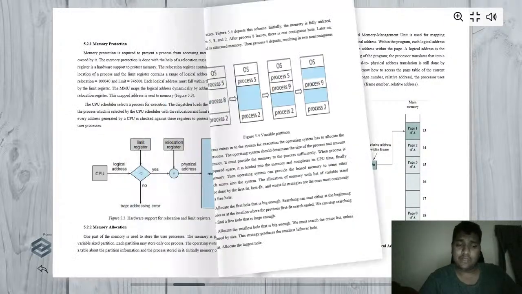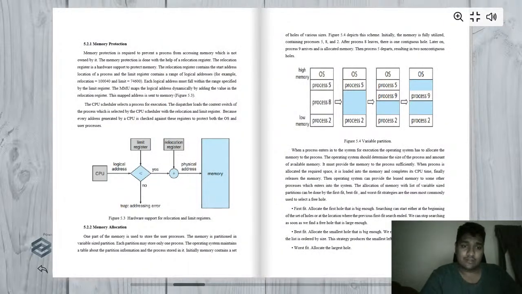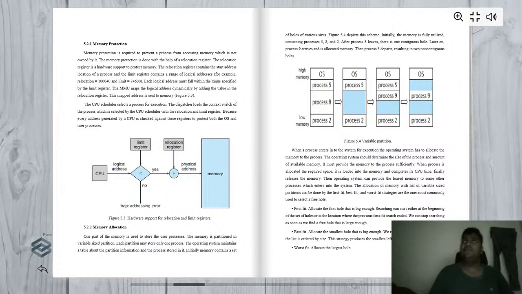What is memory allocation? Memory allocation means the process should be completed. It will be high memory, it will be low memory. Whenever memory is allocated, it should be stored and allocated, right? First in, first out, best fit, worst fit algorithms, all these fits we can do.